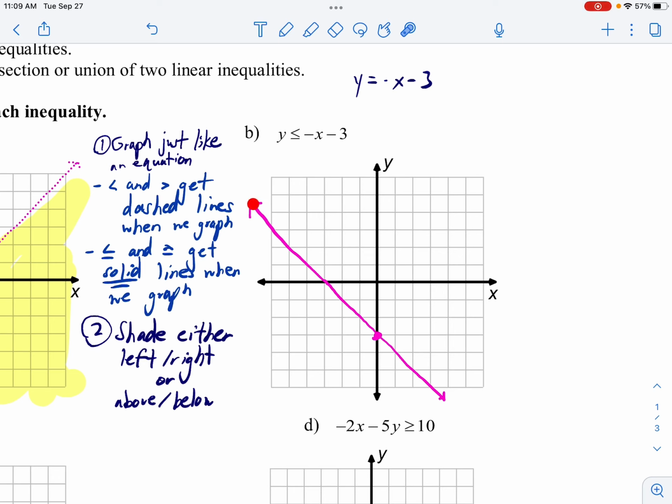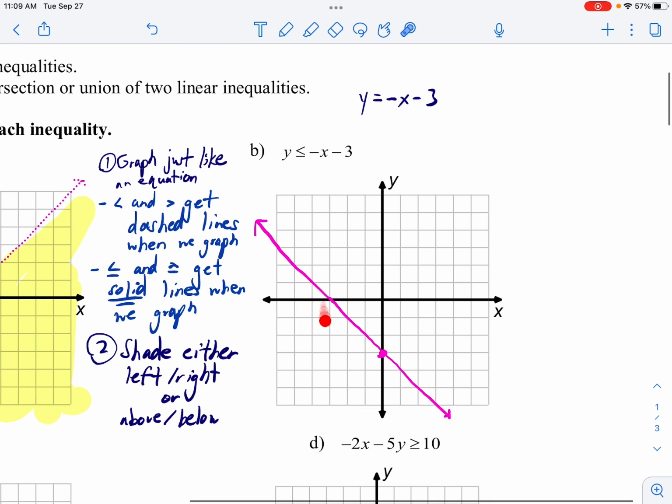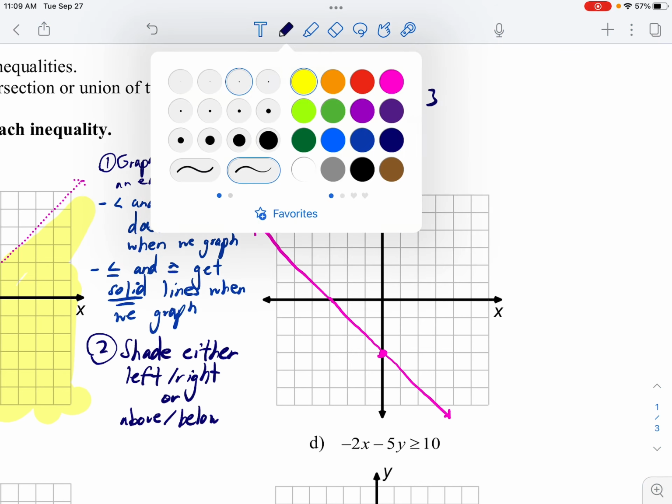So here's all the points. This line is all the points where y is equal to negative x minus 3. It's on this line, okay? We want y to be less than this line. We want it to be less than that line, okay? So we're going to shade below that line for this one, okay?